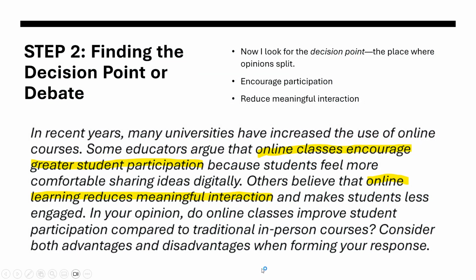Step 2, you need to find the decision point or the debate. Usually there's some believe this, others believe that. You can see here, it's talking about online courses. Do they encourage meaningful participation? Do they reduce meaningful interaction? You can see here where I've highlighted that in the paragraph. This is what we call the decision point. This represents the two sides of the debate.